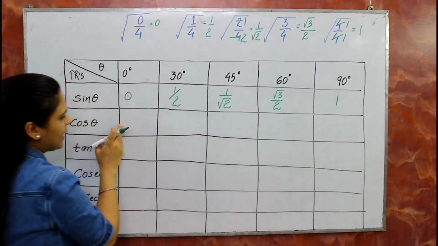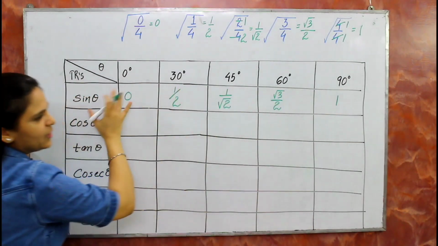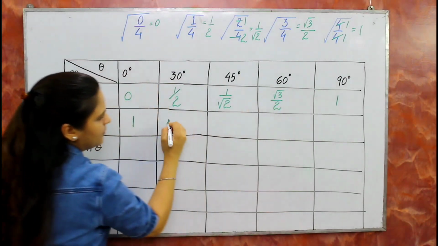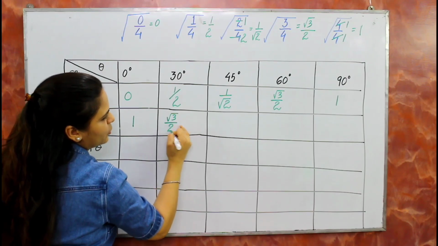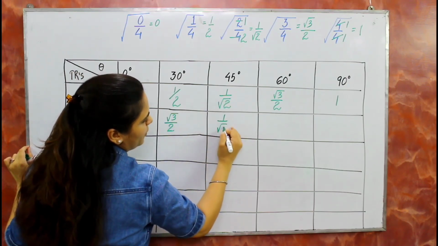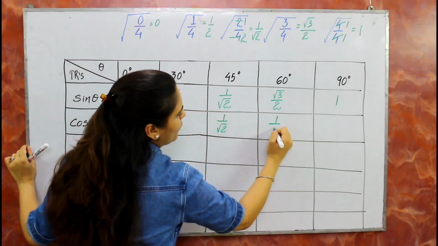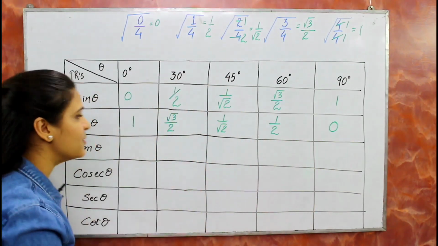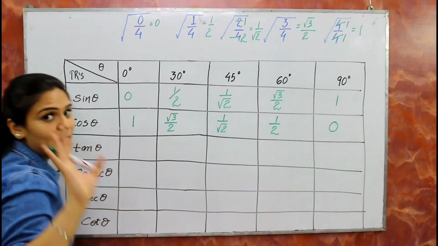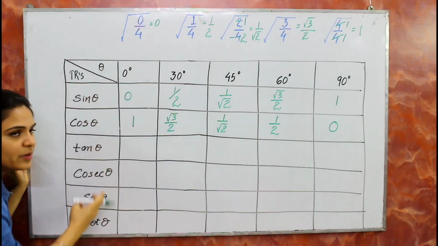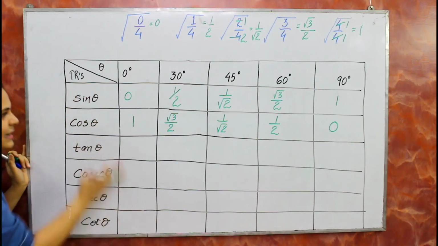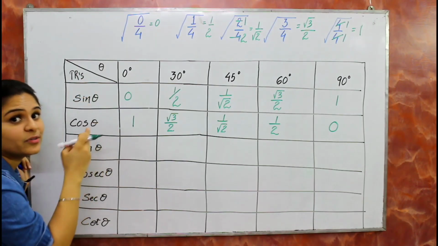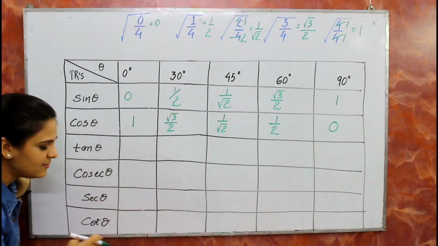Now, when you write all those values in reverse order, I'll start from there: 1, root 3 by 2, 1 upon root 2, 1 upon 2 and 0. You can see this is very simple, but you have to write all those trigonometric ratios in this order only. You will start from sine theta, then cos theta, then tan theta, cosec theta, sec theta and last cot theta.